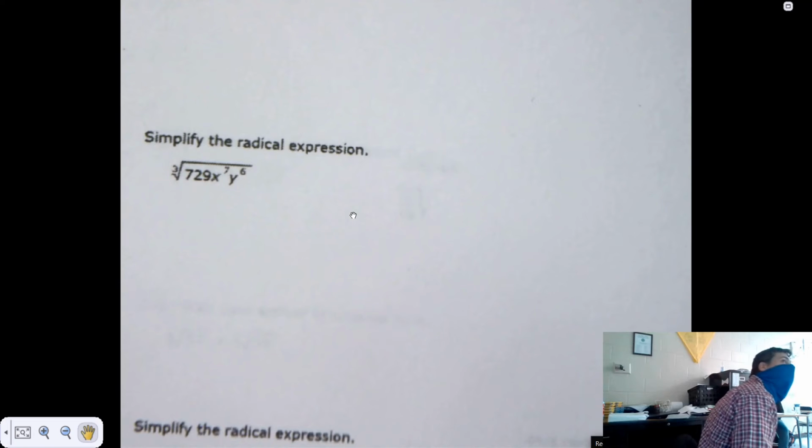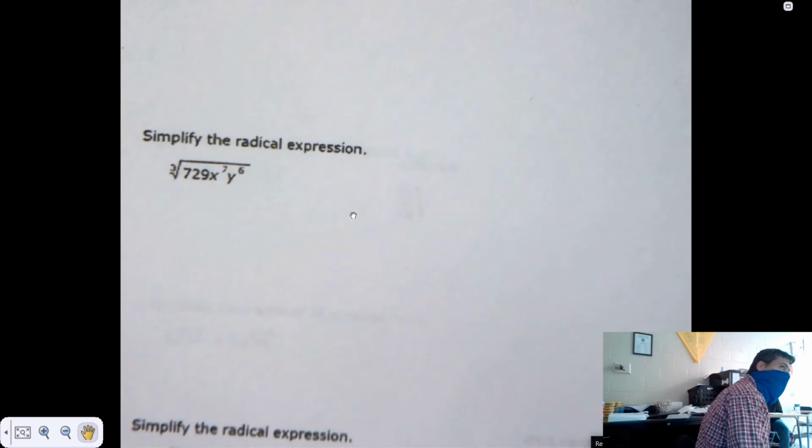All right, we only got 2 more of this little section. Simplify the radical expression. As you move up, of course, they start introducing numbers because they want to make it a little harder. This is a cube root. Lindsay, do I give a crap about absolute value on a cube root? Why not? Because it's odd. Don't worry about it.